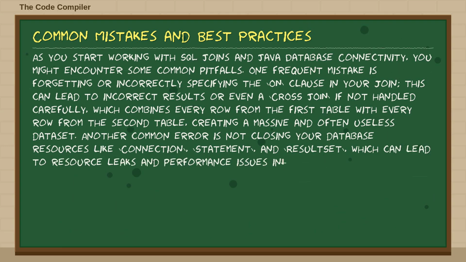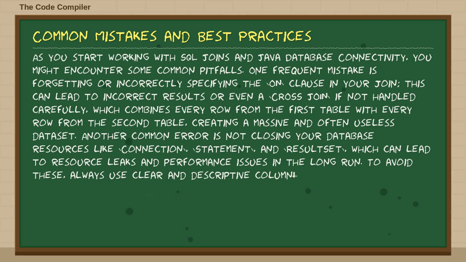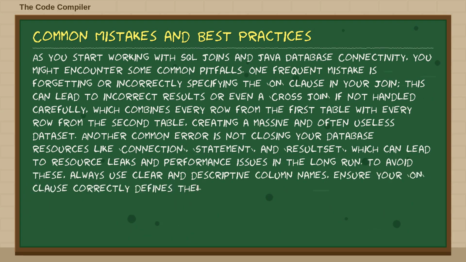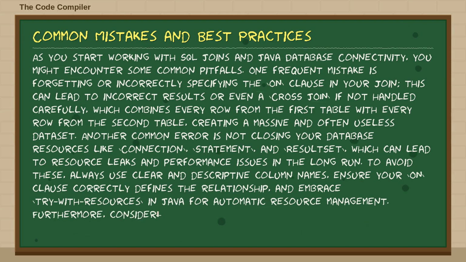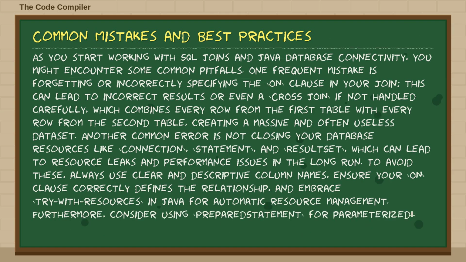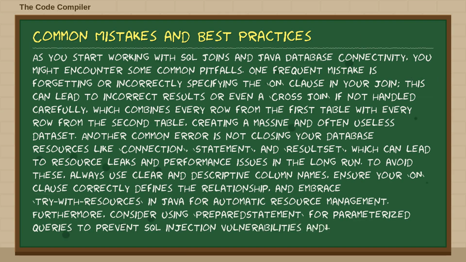To avoid these, always use clear and descriptive column names, ensure your ON clause correctly defines the relationship, and embrace try-with-resources in Java for automatic resource management. Furthermore, consider using PreparedStatement for parameterized queries to prevent SQL injection vulnerabilities and improve performance.